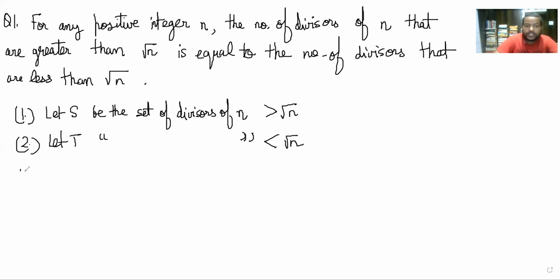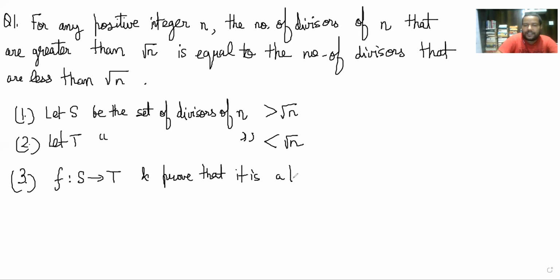What we have to do, the strategy in this bijective proof, is construct a function from S to T, and prove that it is a bijection. If it is a bijection, or one-to-one onto function, then we know that |S| is equal to |T|, and that proves our question, right?